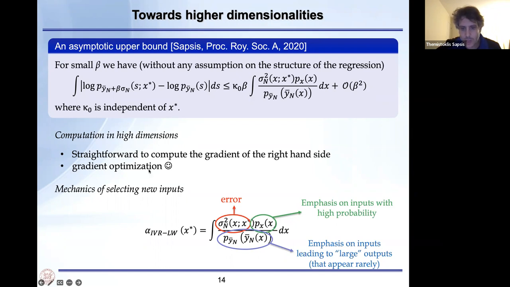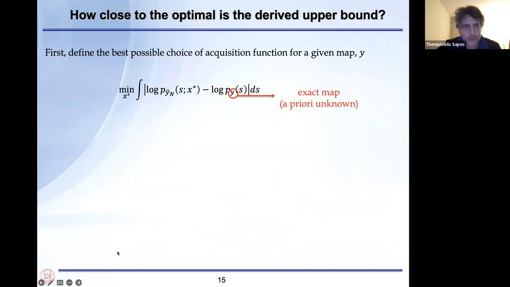Now, in terms of computations, this is very easy to compute. In fact, we can compute its gradient pretty easily, so we can apply all the nice tools of gradient optimization. We call this the likelihood-weighted acquisition function.